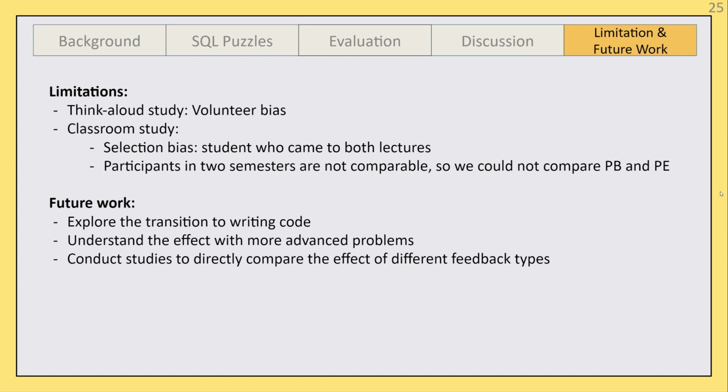Our limitations include volunteer bias for the think-aloud study and selection bias for the classroom study, as not all students came to both lectures. Also, in our study, the participants in 2 semesters are not comparable, so we were not able to compare the 2 different feedback mechanisms in this study. In our future work, we plan to explore the transition to writing code, understand the effect with more advanced SQL problems, and conduct studies to directly compare the effect of different feedback types.